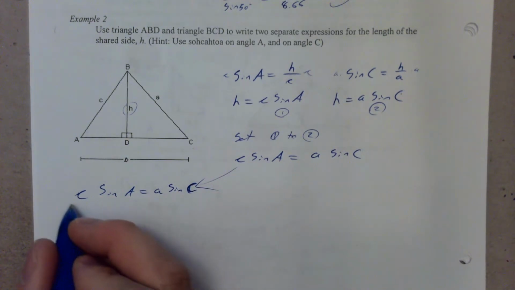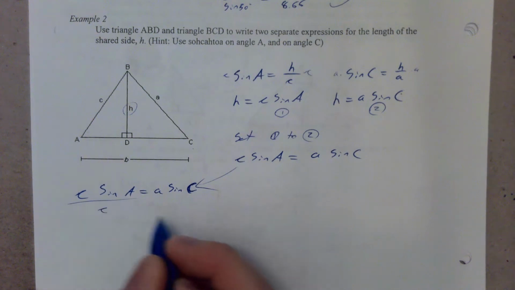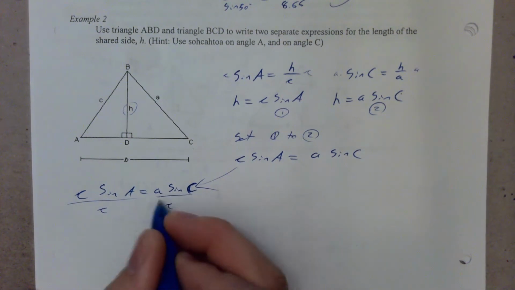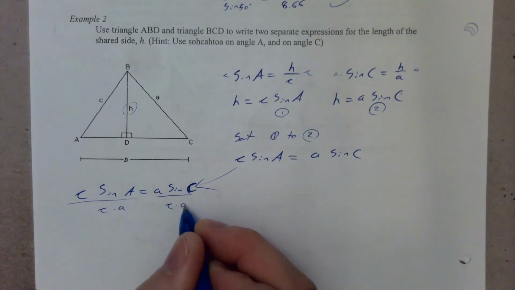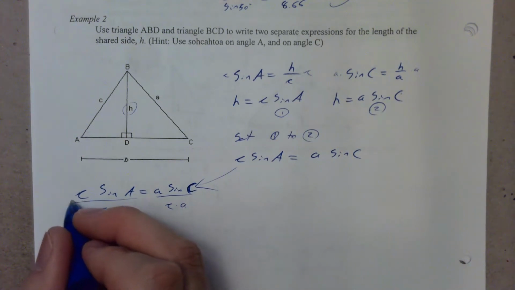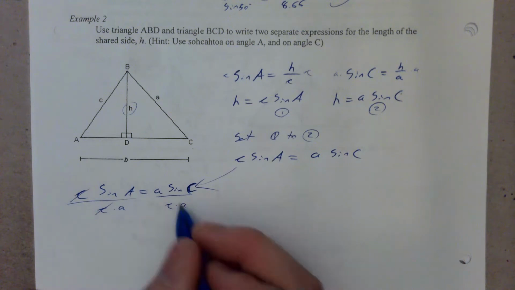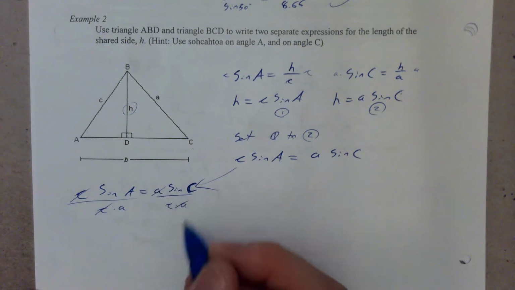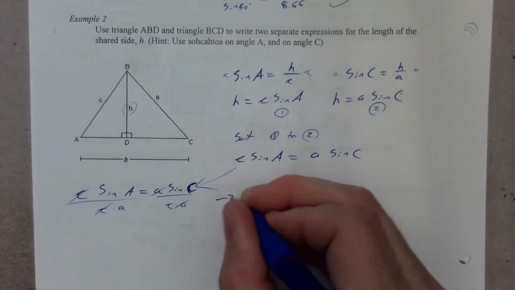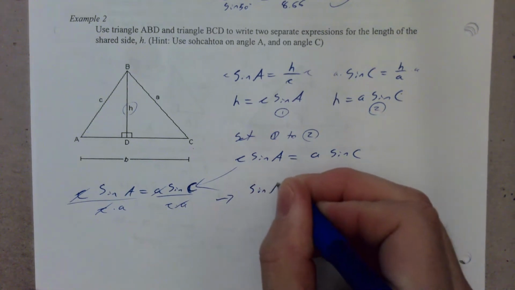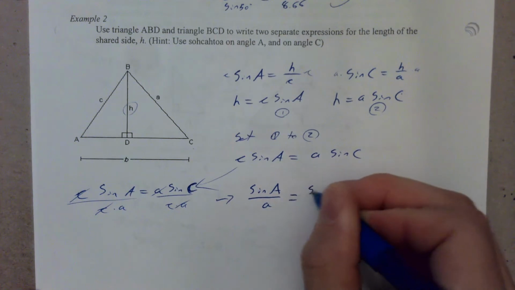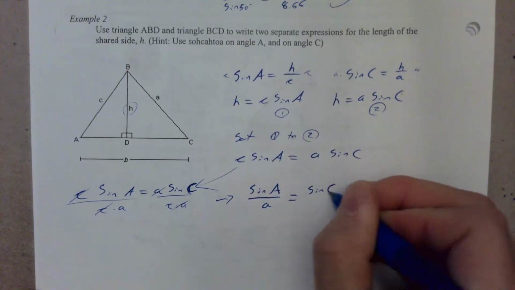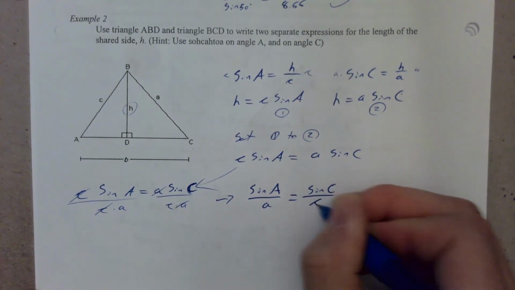Let's see what happens if I divide both sides by side length C, and maybe in the same step, I divide both sides by side length A. If I divide the left-hand side by C, those will eliminate. If I divide the right-hand side by A, those will eliminate. And I'll be left with the ratio of the sine of an angle to its opposite side is equal to the ratio of the sine of another angle to its opposite side.